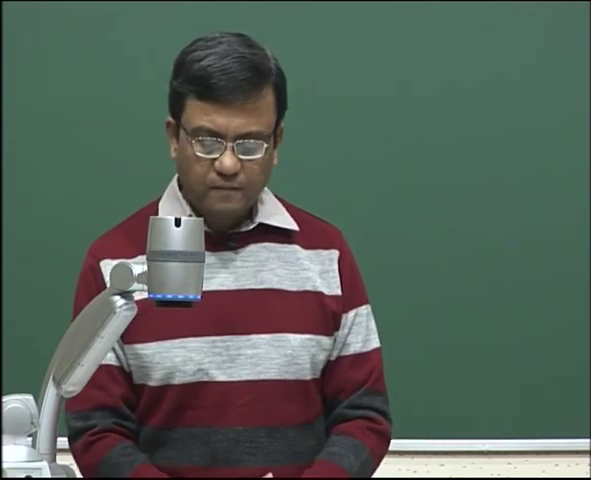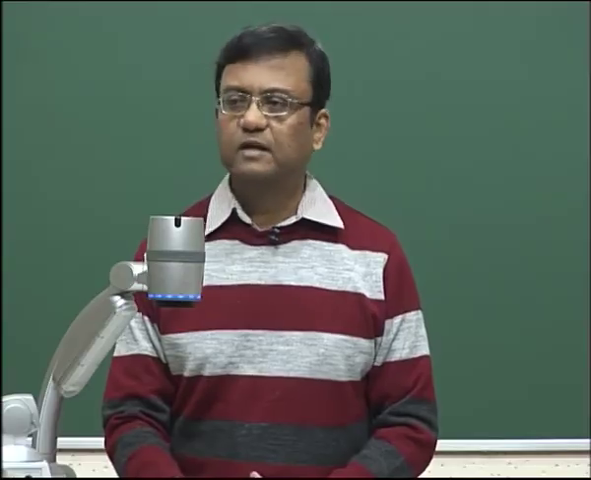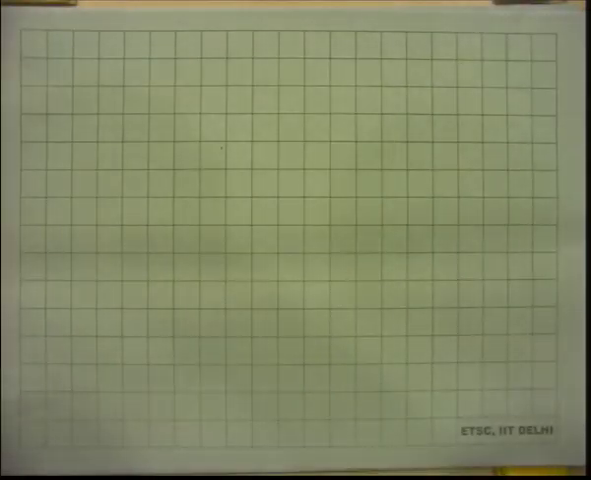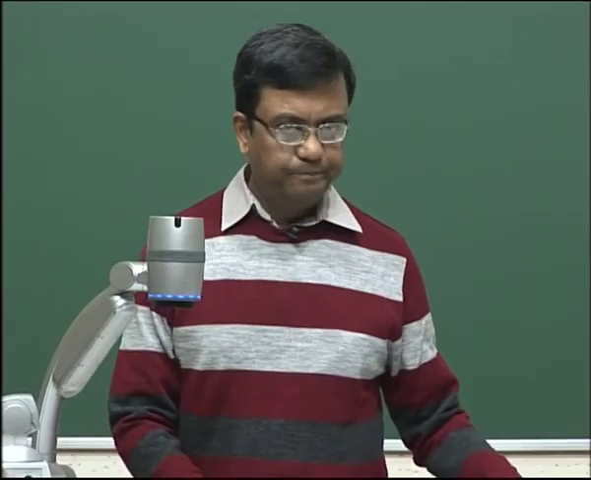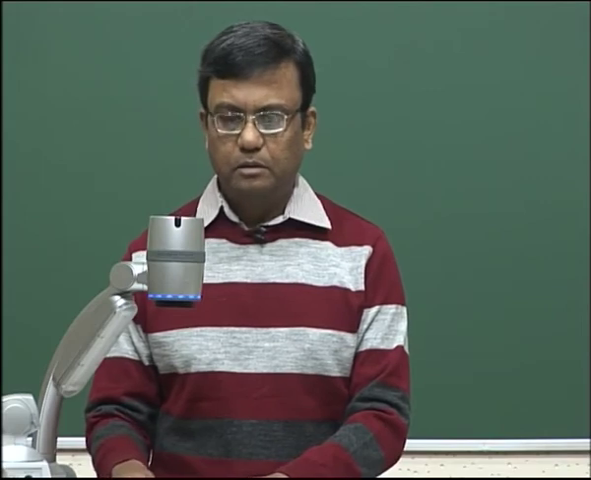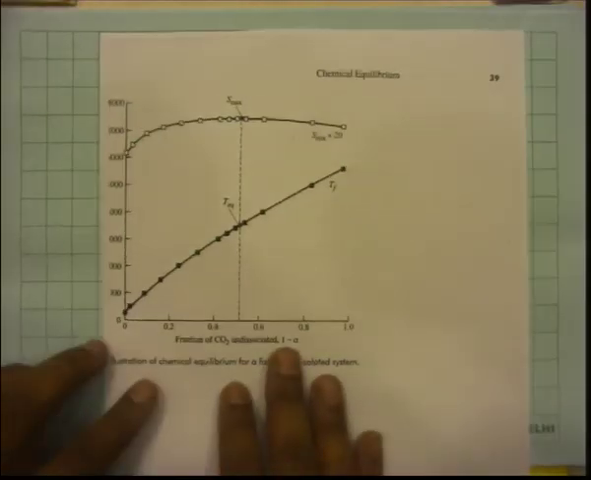So, first law just tells you U_P equal to U_R, and can never tell you about the composition that you get. You can get many different possible compositions which will still give you U_P equal to U_R. Okay, so, you have to bring in second law. Now, second law will mean you calculate the entropy.